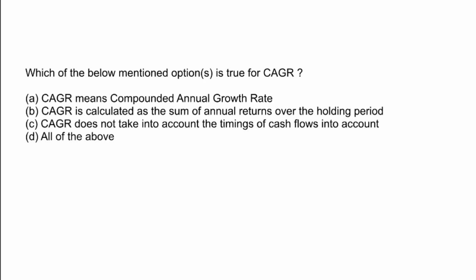Going to the next question, which of the below mentioned options is true for CAGR? A, CAGR means computed annual growth rate. B, CAGR is calculated as the sum of annual returns over the holding period. C, CAGR does not take into account the timing of the cash flow. D, all of the above. So all the above statements about CAGR are correct.